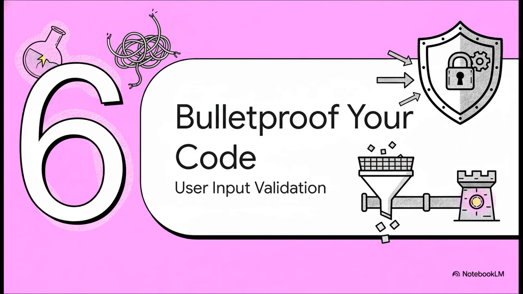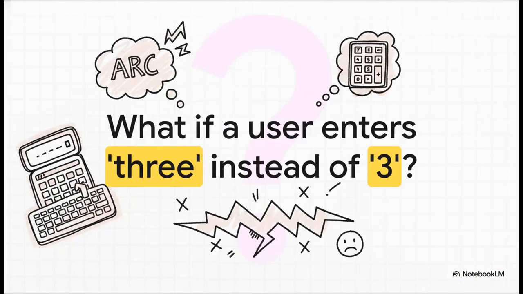Okay, our program is working, but it's fragile. It's easy to break. So now we're going to take that final step, the one that really separates beginner code from a truly robust application: input validation. So here's the problem.